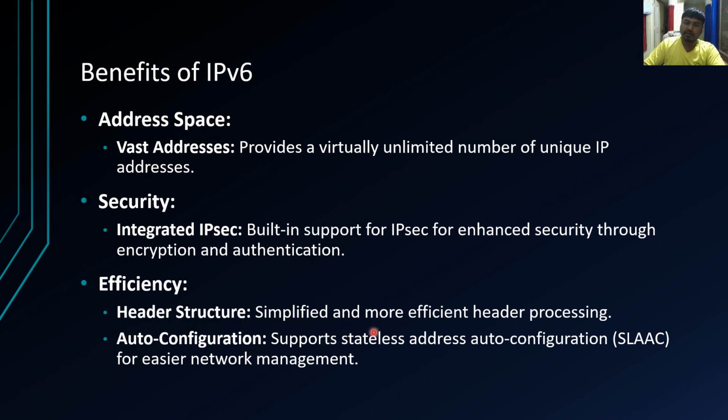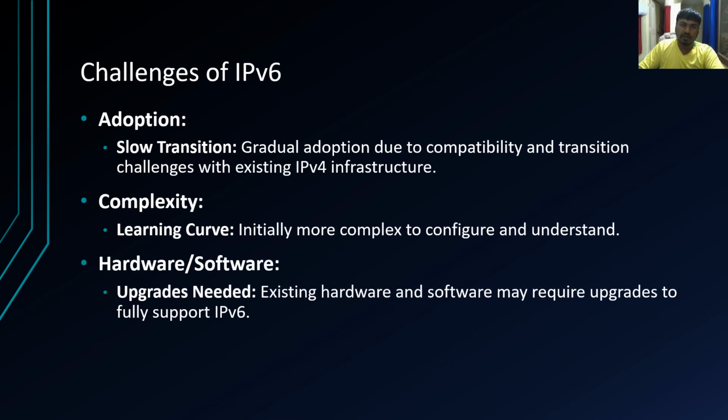Then the efficiency. There are the header structure and auto configuration. The header structure is simplified, with more efficient header processing. Auto configuration supports stateless address auto configuration, that is SLAAC, for easy network management. Now, but still, it also faces some challenges. So let us see some challenges for IPv6.